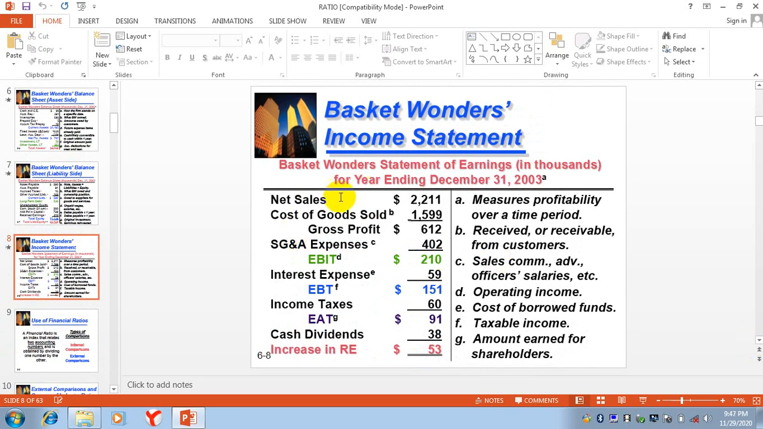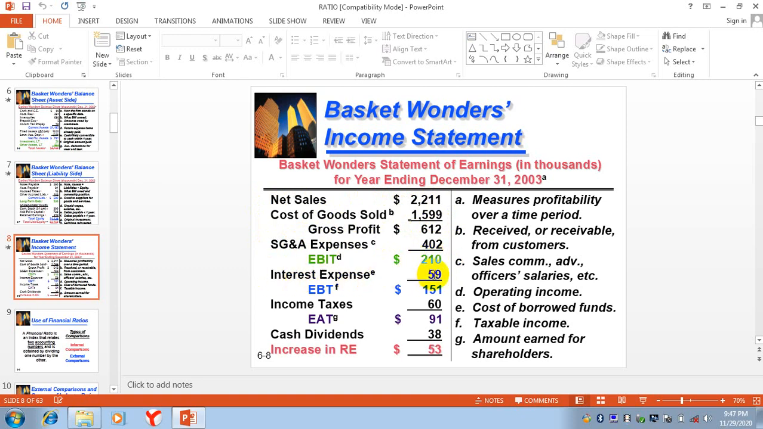You people know about the income statement. I'm just going to give you a review. This is net sales, less cost of goods sold. So we got gross profit. Then selling, general and administration expenses 402. So we will deduct it, and we will get EBIT 210.